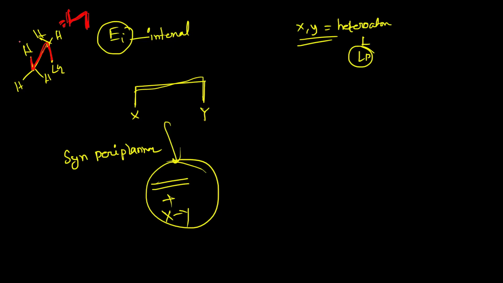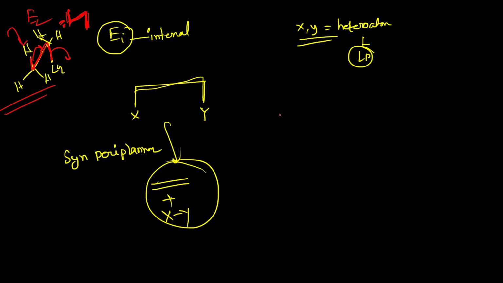Why is anti-periplanarity required? Because OH- will attack from here, so this will attack, this will attack. So this is a very smooth process. That's why anti-periplanarity is required for the E2 reaction, but syn periplanarity is required for this kind of reaction. Let's see how and why.